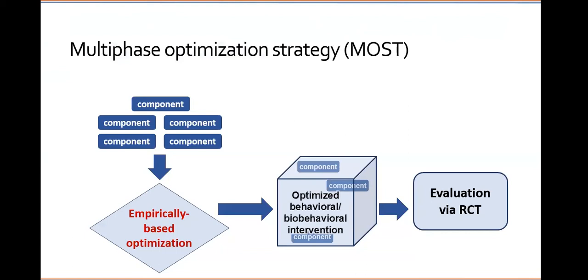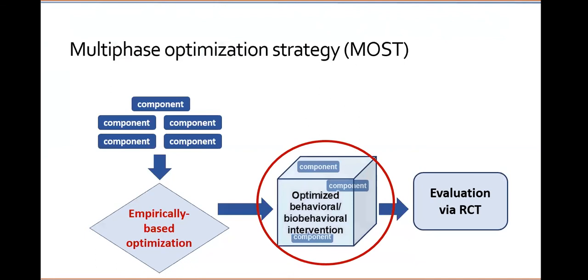But here, if you use MOST and you conduct an optimization trial, you know which components are working and which ones are not. You know which ones should go into the intervention. And once you've assembled the optimized intervention, it can be evaluated by means of an RCT. So empirically based optimization, formation of the intervention, and evaluation.